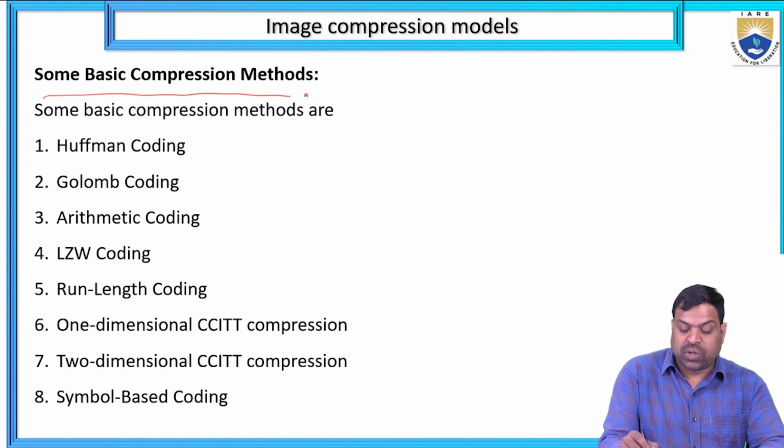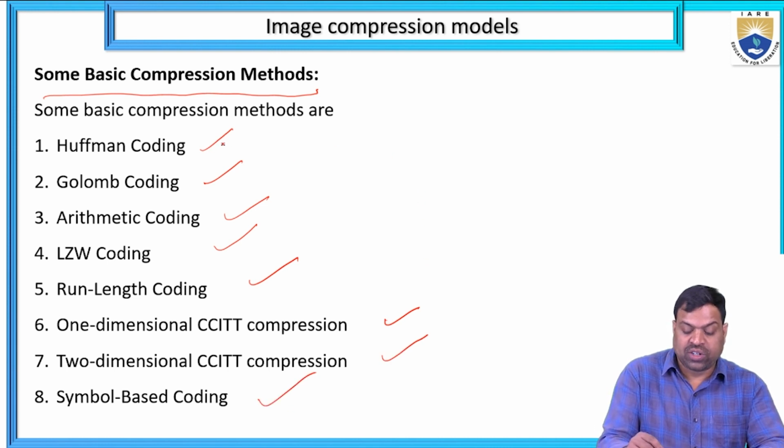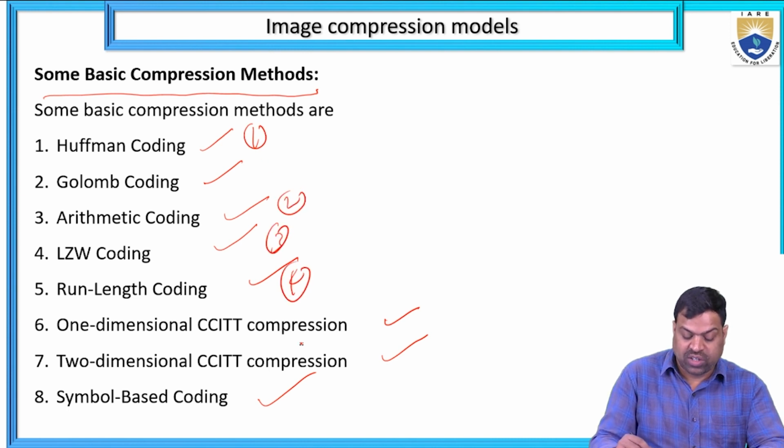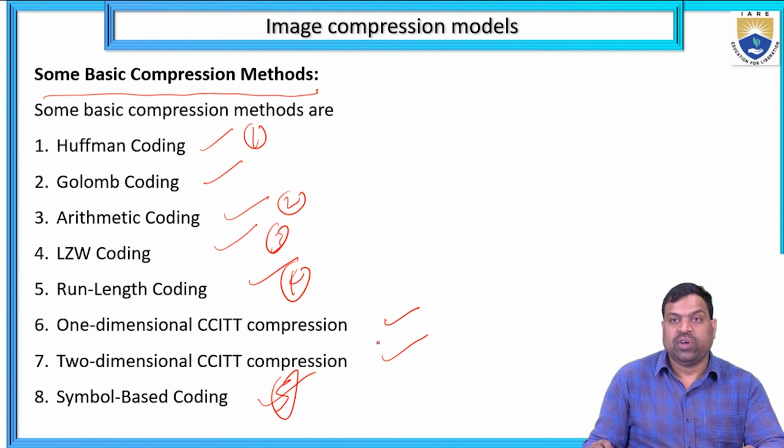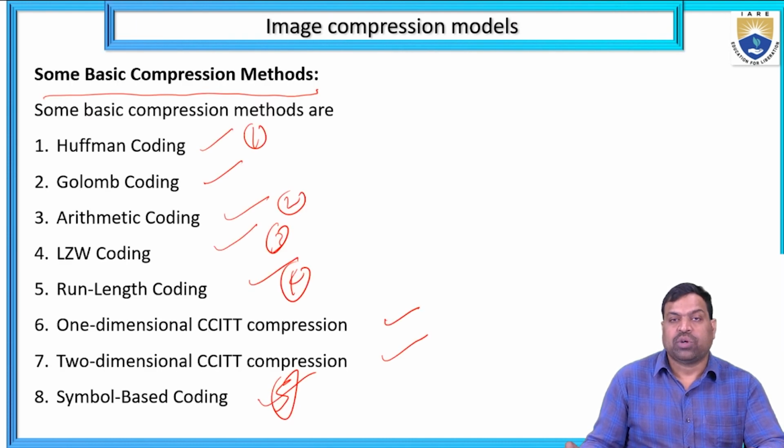The basic compression models are Huffman coding, Golomb coding, arithmetic coding, run length coding, one dimensional, two dimensional, and symbol based coding. Mostly we take 4-5 types, but basically the image compression models are 8 types: Huffman coding, Golomb coding, arithmetic coding, run length coding, one dimensional, two dimensional, and symbol based coding. So these are the image compression models.